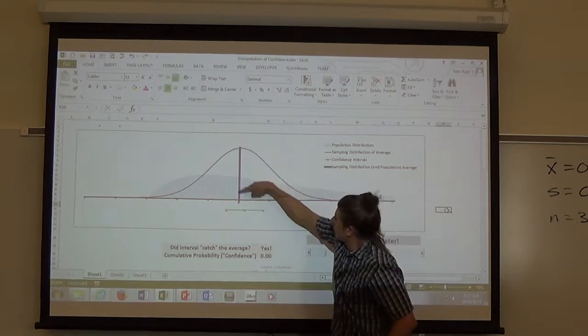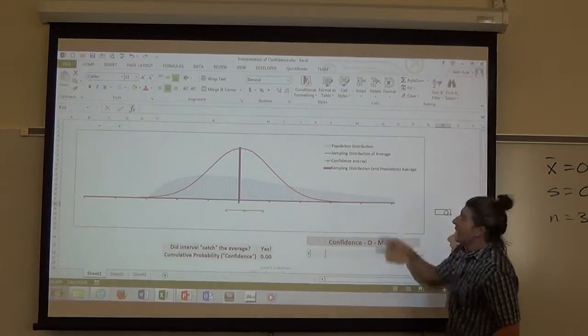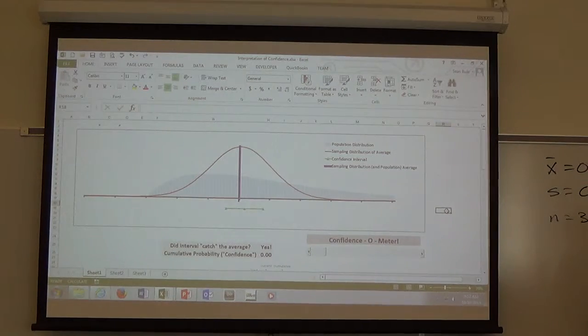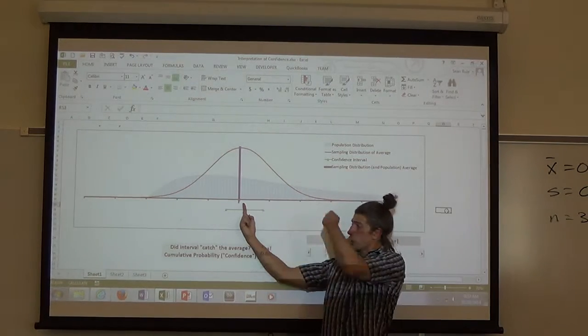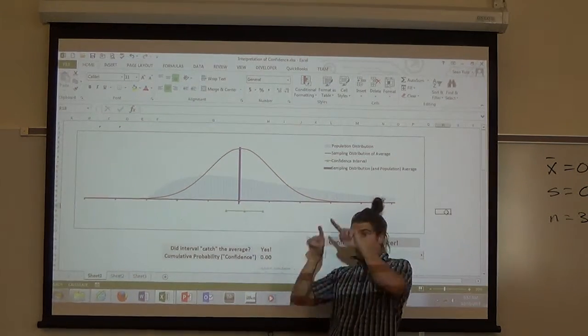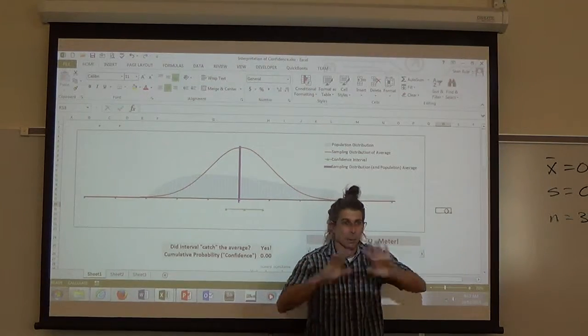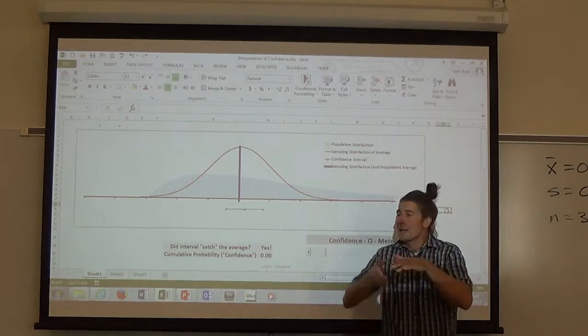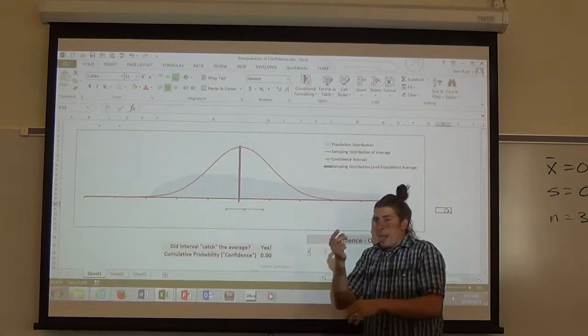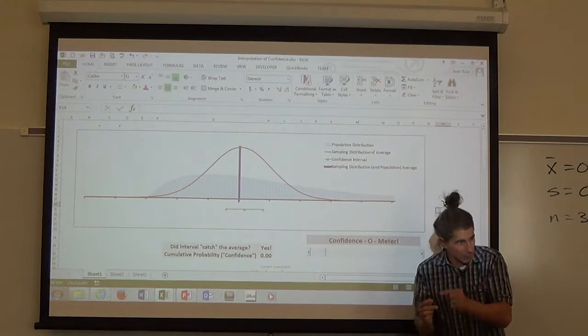The purple line represents the average of the population. So that's the balance point for the gray curve. And it's also the balance point for the red curve. And we know that by the central limit theorem. X double bar equals X bar equals mu. They're all equal to, well, excuse me, X double bar equals mu. X single bar should be close.